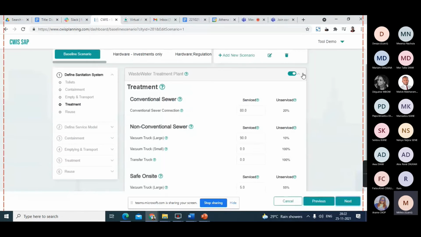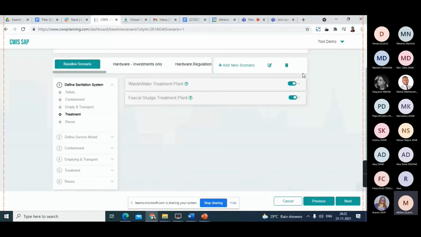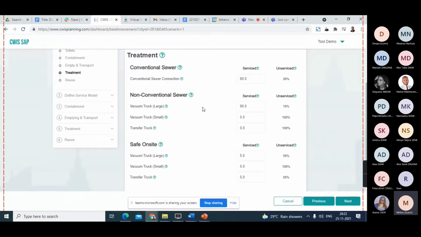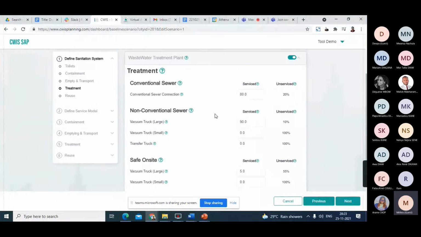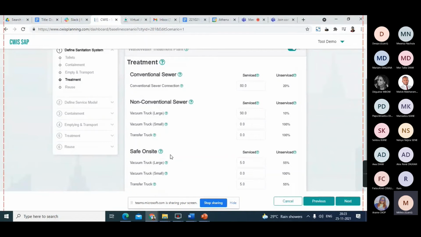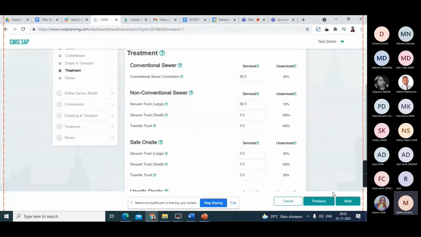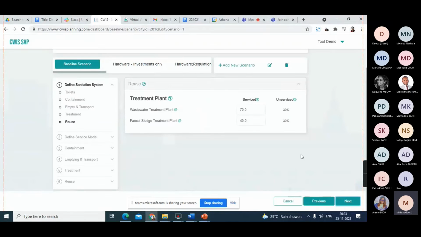Then we move to the next section, that is the treatment section. Here, where and to what extent the emptied and transported sludge is deposited in either of these, wastewater or fecal sludge treatment plants. And this is by the containment and also broadly by the emptying and transportation technology. Please note that this is up to the user to define if their WWTP can take in the sludge or not. And that's why we have this option of safe on-site also depositing to a WWTP. Lastly, if there is a reuse, then what percentage of treated sludge reaches the reuse from either of these wastewater or fecal sludge treatment plants is entered.